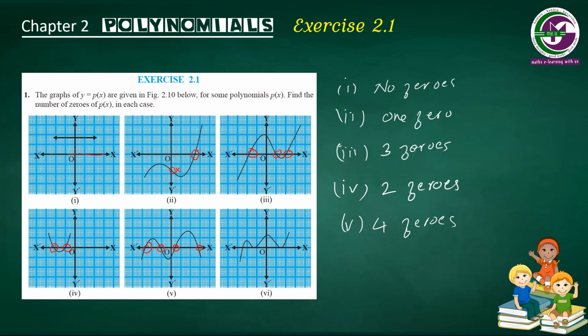And in the last one, the sixth question, how many times does it cross? 1, and here it just touches, and here it touches. We need to check the points where it touches the x-axis or crosses the x-axis. So you can see 2 points it just touches and 1 point it crosses, total 3. So there are 3 zeros.